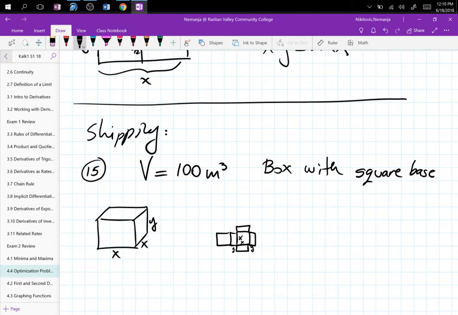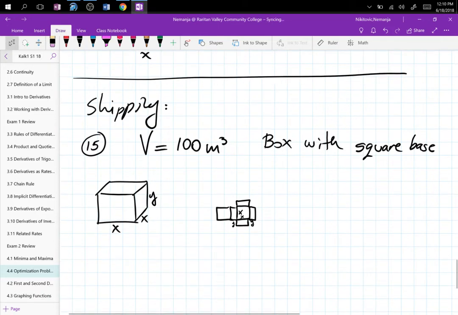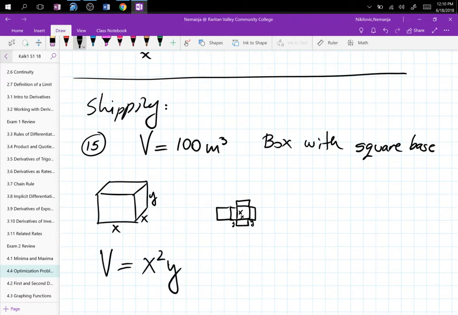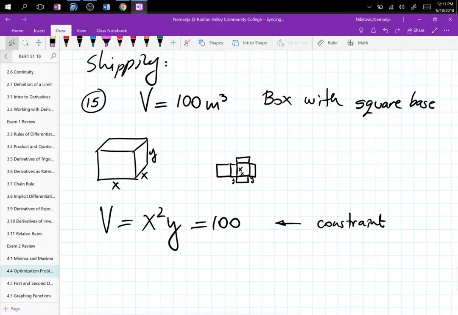So what are my equations now? Well, the volume is area of the base times the height. So that should not be strange to see x squared y. And we know that we want that to be 100, and that's our constraint. Now, the objective says surface area to be minimum. What is my surface area for the box?